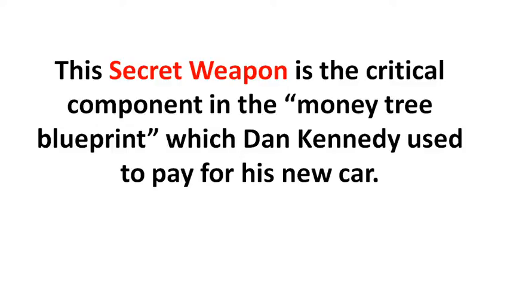Now, this secret weapon, like I always said, is a critical component in the money tree blueprint, which Dan Kennedy used to pay for his new car. Dan Kennedy sat down, he saw the car he wanted to buy, he sat down in front of his laptop, typed an email and sent it to his list, and they started buying the product on the spot. They bought that product so much that he took the money and used it to buy his new car. That is the power of a list.